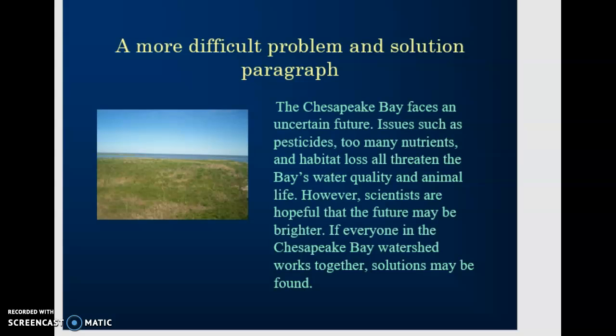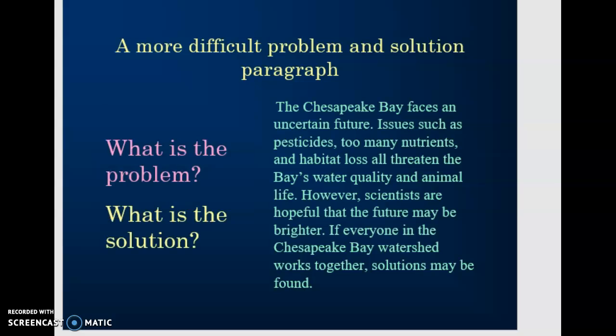Here's a more difficult problem and solution paragraph. The Chesapeake Bay faces an uncertain future. Issues such as pesticides, too many nutrients, and habitat loss all threaten the bay's water quality and animal life. However, scientists are hopeful that the future may be brighter. If everyone in the Chesapeake Bay watershed works together, solutions may be found. Now that's a more difficult paragraph, and that's going to be something along the lines that you will probably see in your reading.